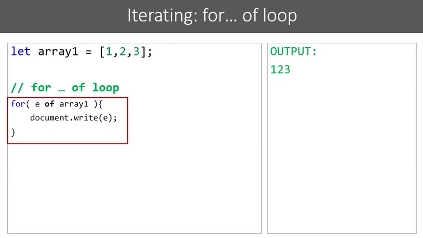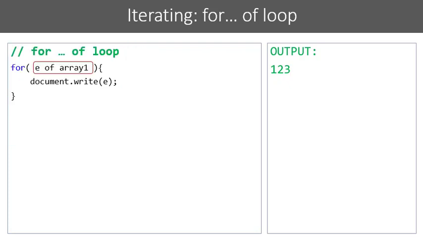There is another variation of the for loop which is known as the for of loop. The for of loop is used when you are only concerned with the element value and not the index of the element. It iterates through all the elements one by one, and you don't have to make use of an index variable to access the element. So here I have written e of array1, and here I have simply printed the value of e.